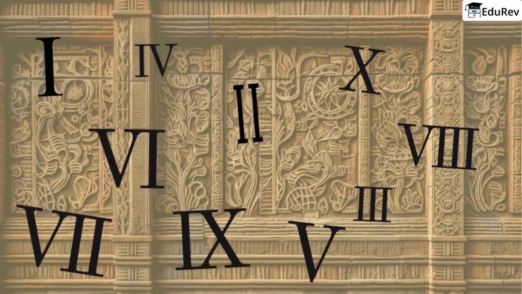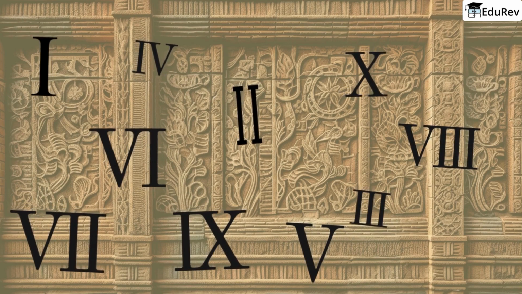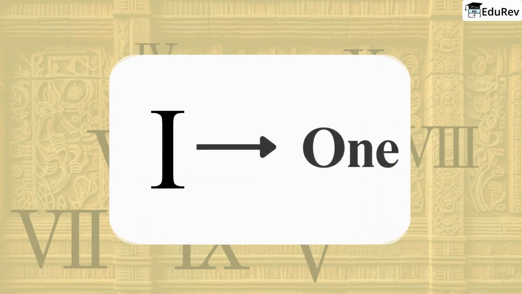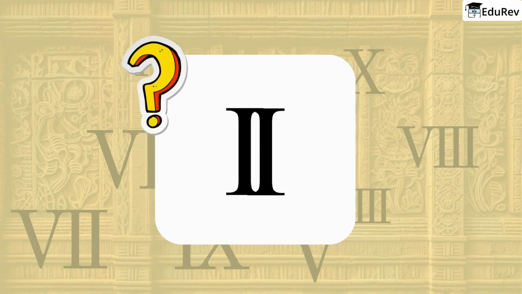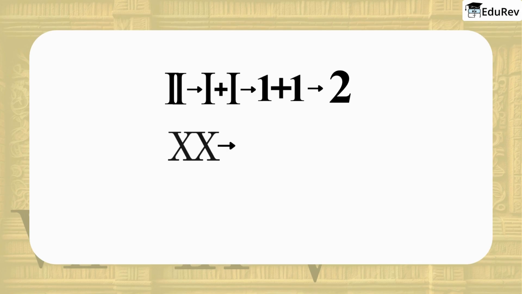Now that we have seen the values of these numerals, we should learn how to use them to create bigger numbers. Let us start. Here we have I, 1. But what about this? Here we have 2 ones written together. So we will add them. We will get 2. In the same way, we have X, 10. XX is 10 plus 10 equals 20.